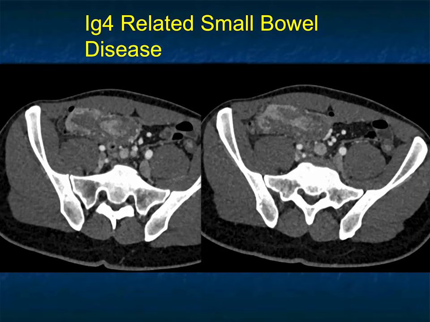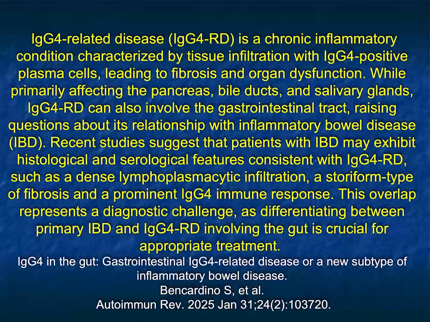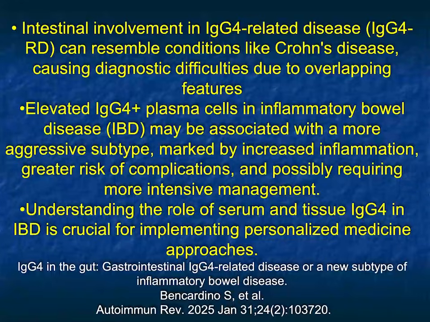And when you read the articles, there's a lot of articles now talking about IgG4-related small bowel disease. To be exact, IgG4-related disease is a chronic inflammatory condition with tissue infiltration. You can see it in the GI tract, and it's a great mimic. It overlaps with other possibilities from Crohn's to lymphoma, and it's a very, very difficult diagnosis to make.